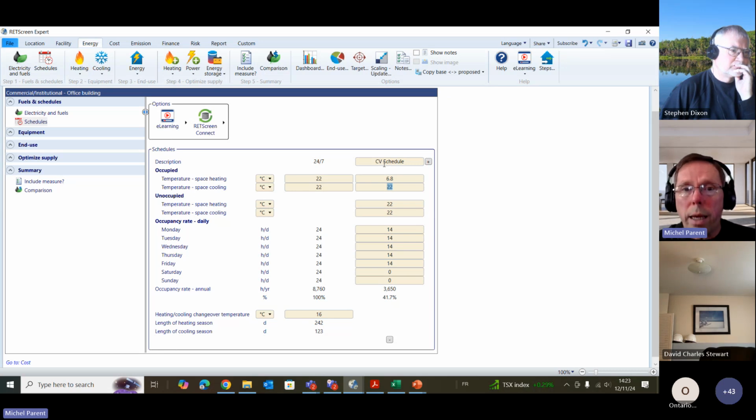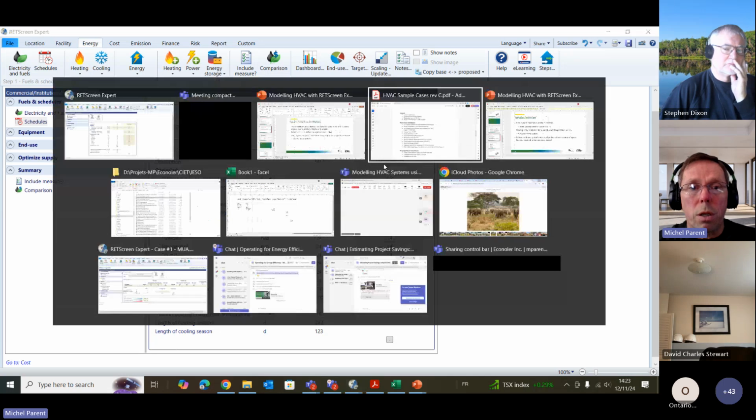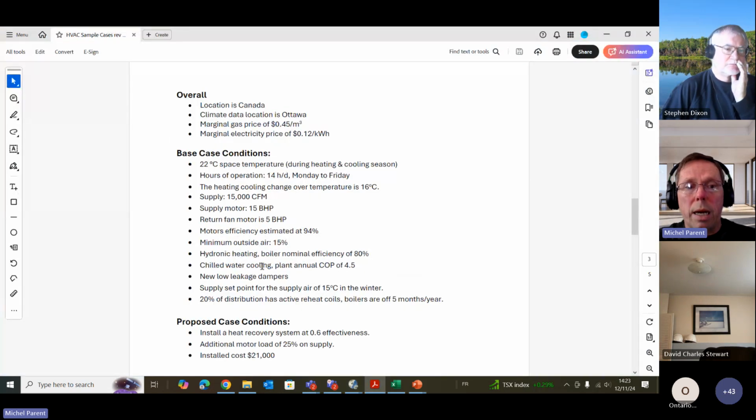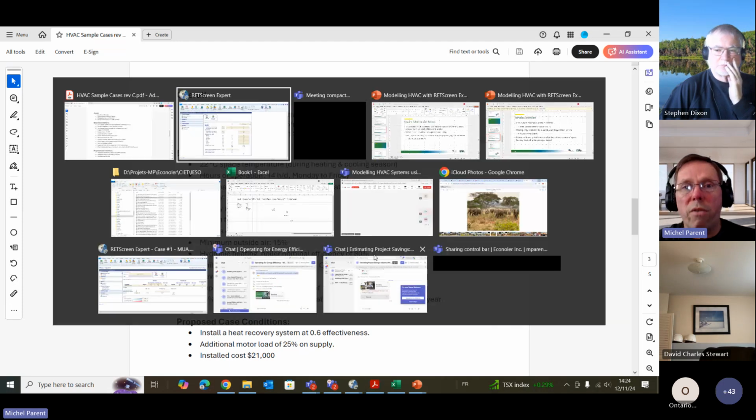You will not apply that schedule to anything else but that constant volume system. That's quite important. Now we're going to go and define our heating and cooling. So it's got hydronic heating with a boiler, and it's got a chilled water plant with an annual COP of 4.5, and the boilers have a nominal efficiency of 80%.